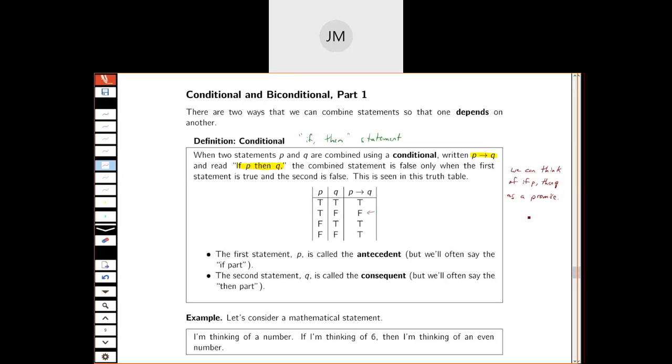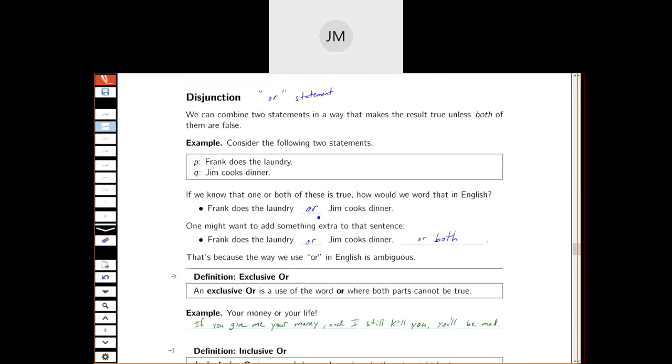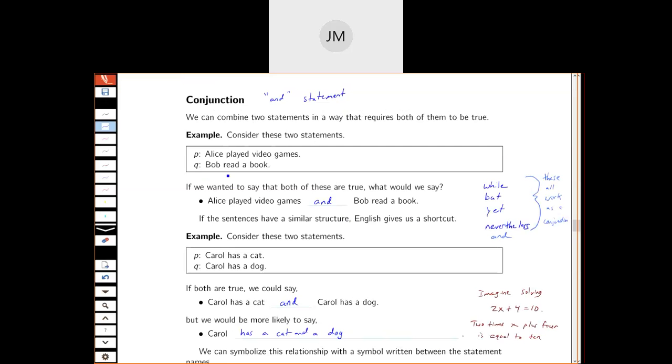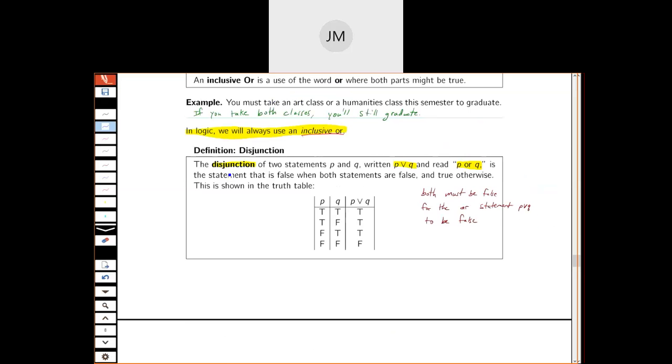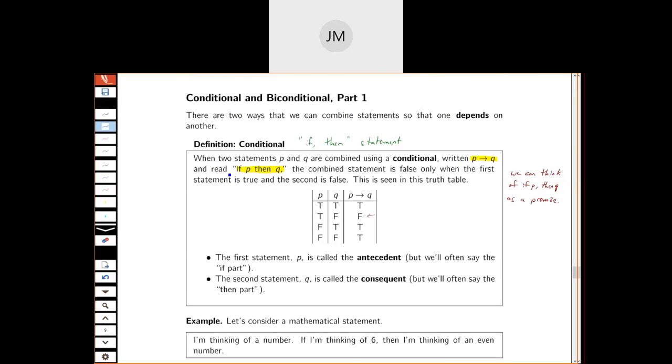Okay, let's look at this with a little bit more precise language. When we talk about this, if P then Q, it's not symmetric, right? Like when I have an or statement, Frank does the laundry or Jim cooks dinner. If I were to say Jim cooks dinner or Frank does the laundry, that means the exact same thing. The order doesn't matter. Same thing with an and statement. Bob read a book and Alice played video games. It means the same thing. When you flip the order, it doesn't change the meaning of the sentence. For the conditional, the order is important. The first thing guarantees the second, not vice versa.